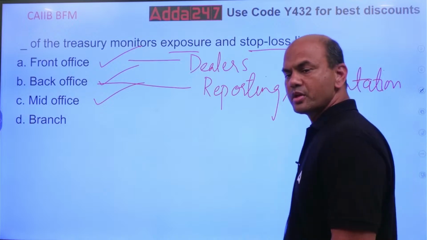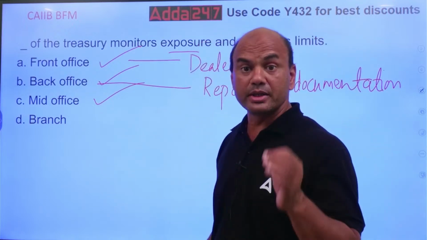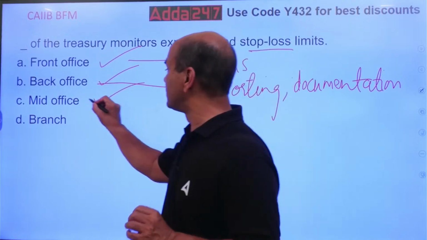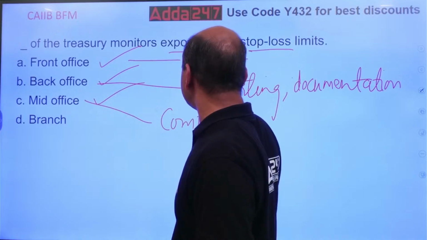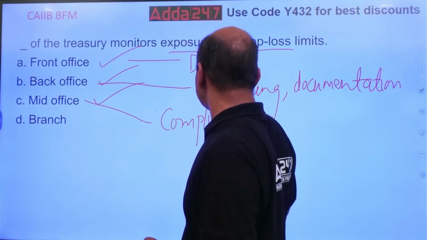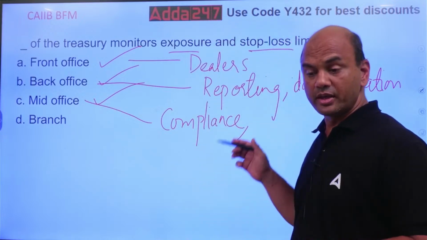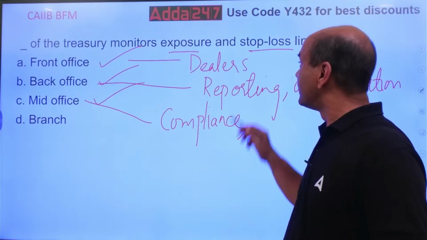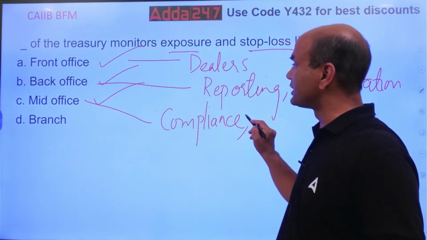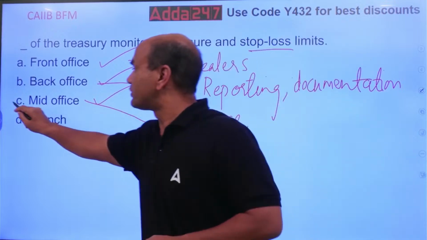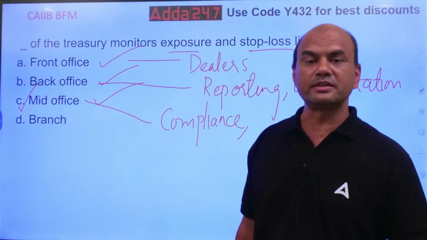So what is the job of the mid office then? Mid office has a major role. That major role is compliance. Compliance with RBI norms, compliance with the prudential norms, compliance with the bank policies, everything over here. Even this stop loss limit and exposures is also given by the mid office. So your answer for this is mid office.